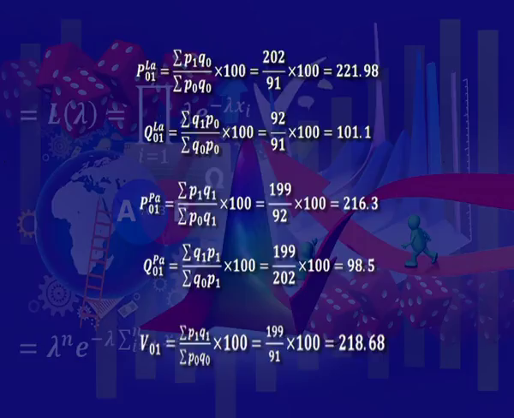And let us finally calculate the value index number, which is V01 equal to summation P1Q1 divided by summation P0Q0 multiplied by 100, which comes out to 199 divided by 91 multiplied by 100 equal to 218.68.